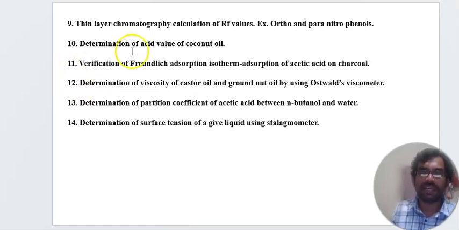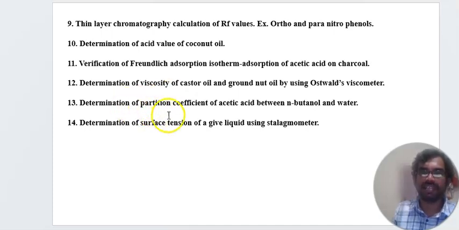The tenth experiment is the determination of acid value of coconut oil. The 11th one is verification of the Freundlich adsorption isotherm, adsorption of acetic acid on charcoal. The 12th one is the determination of viscosity of castor oil and groundnut oil using an Ostwald viscometer.